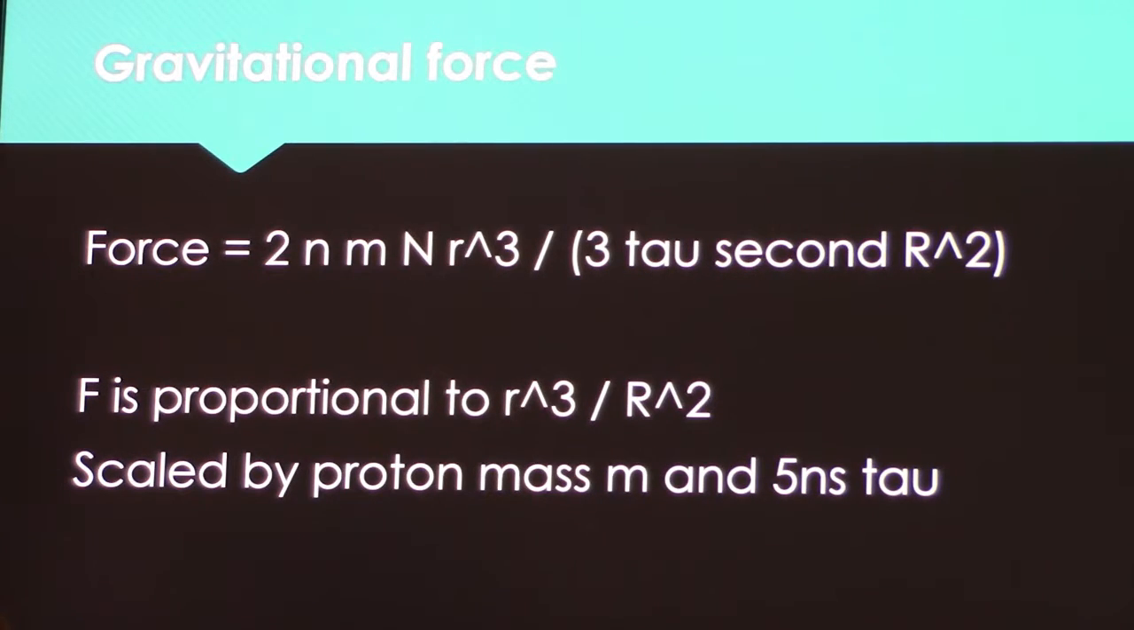Divided by 3 times the 5 nanosecond time constant tau per second per R squared at the end. The big R is the distance between the small test mass and the planet. Now, you notice the force is proportional to the proton radius cubed divided by the big radius squared. And we'll be comparing that with electric force later. So that force, the magnitude of force, is set by the radius and also scaled by the proton mass and the 5 nanosecond time constant.